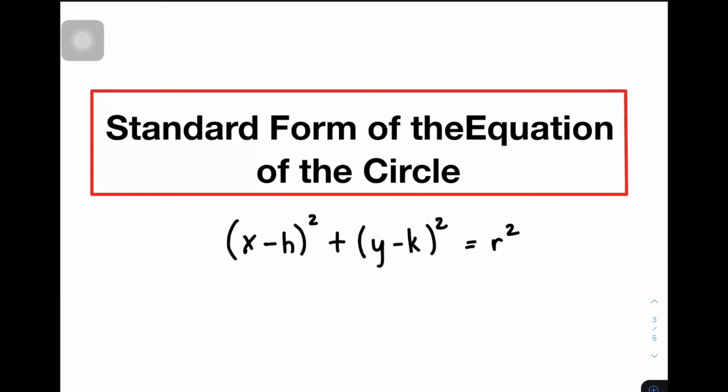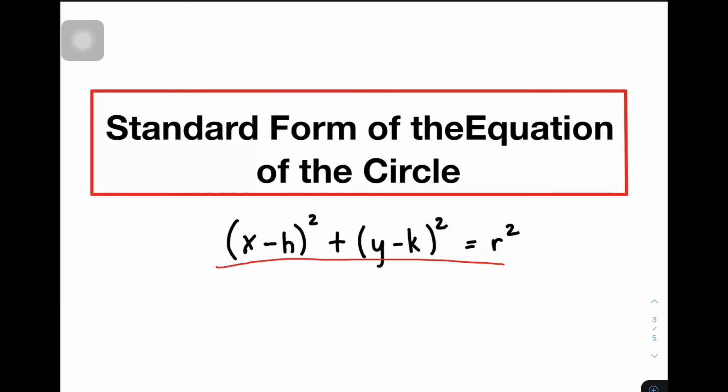In our today's video, tuturuan ko kayo kung paano mag-transform ng isang equation ng circle from general form to standard form. So we have here the form na target nating sundan, which is yung ating standard form of the equation of the circle, which is the quantity of x minus h squared plus the quantity of y minus k squared is equal to r squared.